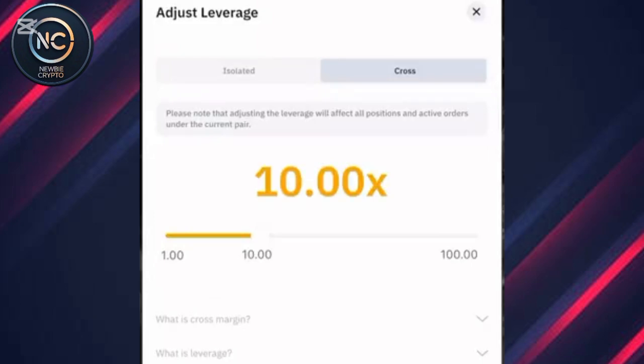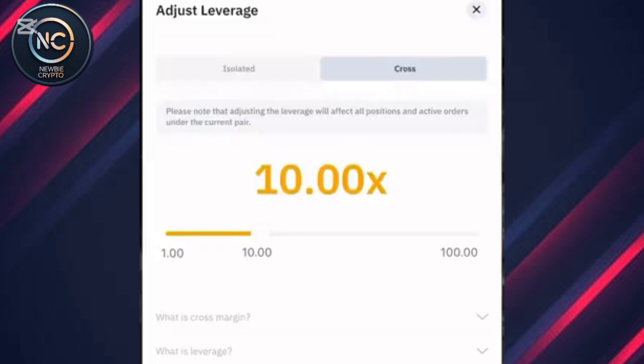Now, the advantage of cross margin over isolated margin is that for cross margin, your liquidation price is very far from your entry price, while for isolated margin, your liquidation price is very close to your entry price. So you can see that isolated margin has an advantage over cross margin, and cross margin also has its own advantage over isolated margin. So it depends on whichever kind of trader you are.